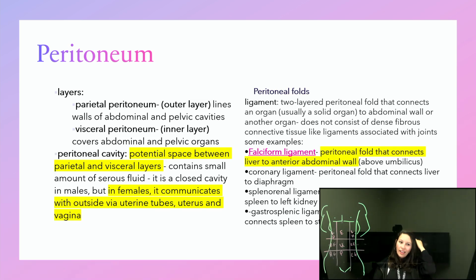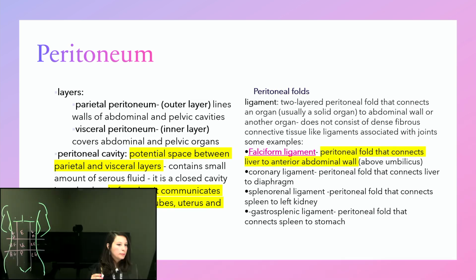So this peritoneal cavity is going to contain a very small amount of fluid, specifically serous fluid. And it is a closed cavity in males, but in females it's more significant because it allows communication with the outside via the uterine tubes, uterus, and the vagina. So that's mainly the importance of that peritoneal cavity.